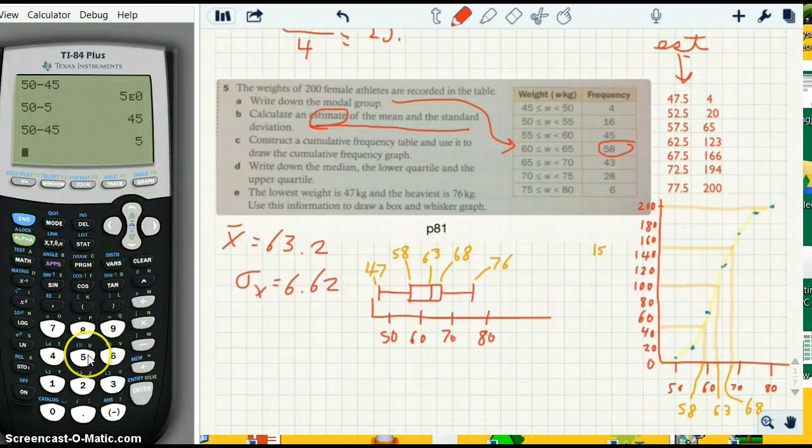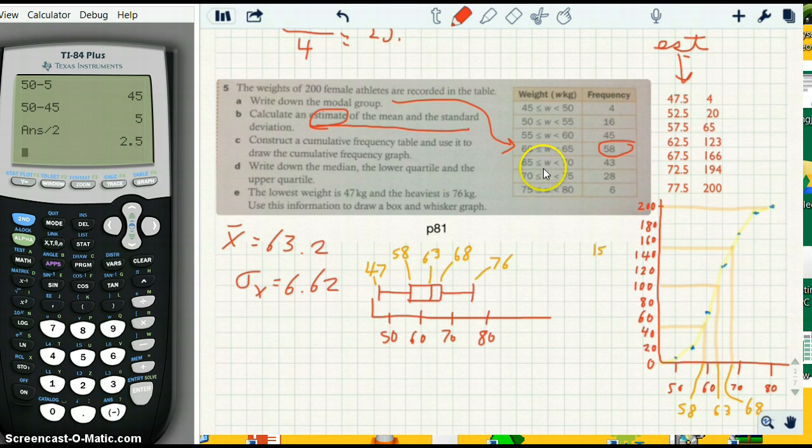The difference is 5. And then we want to divide 5 by 2. And that tells us that the distance from the left boundary to the middle is 2.5. So we add 2.5 to 45. And then we get 47.5. So you can see that all these numbers are at the midpoint between these numbers.